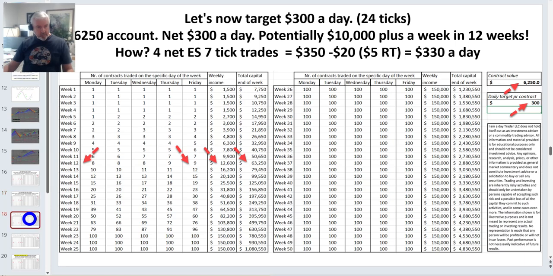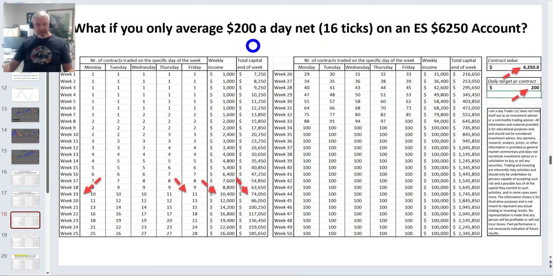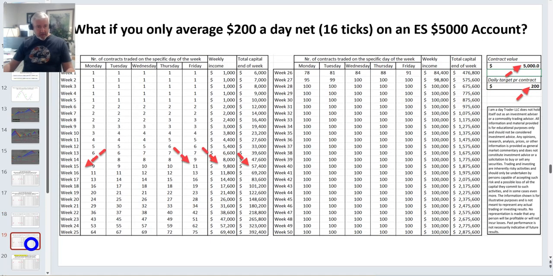But what if you only went for 200 a day on the same account? Well, look where you are within 19 weeks. Time will pass anyway, traders. Time will pass anyway. But traders are impatient and they want to rush it.